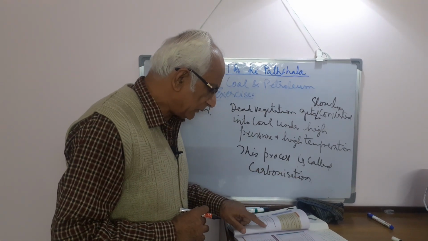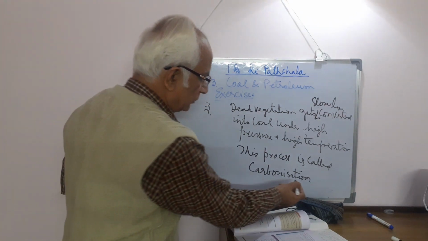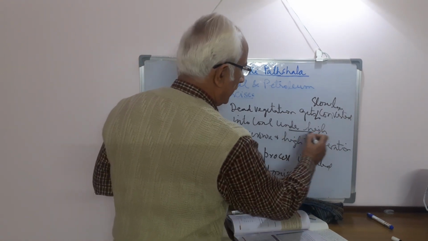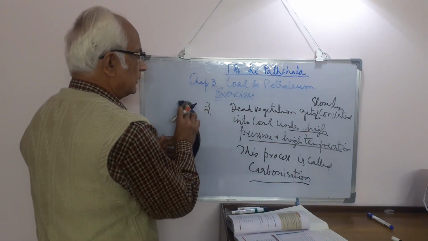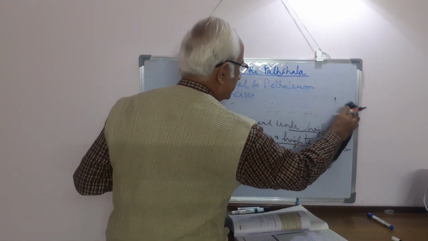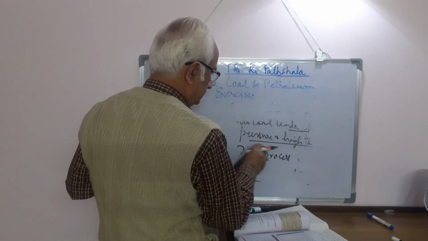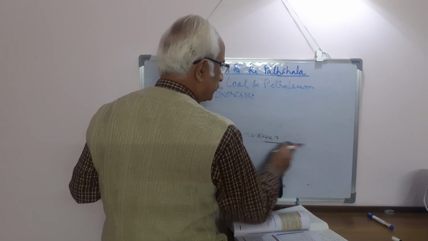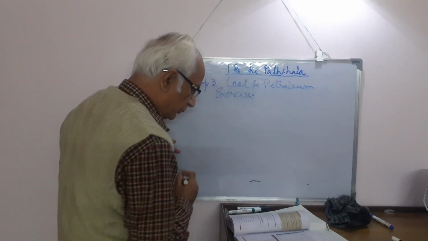ये सेकंड पार्ट है ना क्वेश्चन का. What is this process called? This process is called carbonization. तो ये वर्ड आपने याद रखना है. और यहाँ पे क्या याद रखना है? Under high pressure and high temperature. So that is the answer for question number 3. So if you have read the book carefully and have seen my videos on this topic, you will understand how easily we can answer these questions.